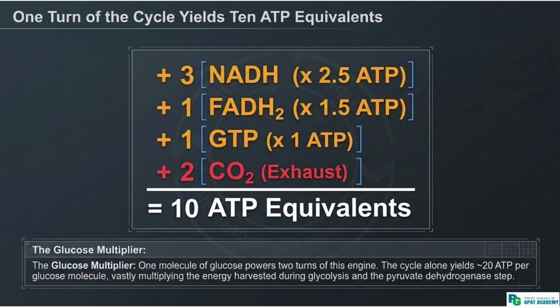Each NADH can yield about 2.5 ATP via the electron transport chain, and each FADH₂ about 1.5 ATP. So the total ATP equivalent from one turn of the cycle is roughly 10 ATP. For one molecule of glucose, the cycle alone yields the 20 ATP, and that's on the top of the ATP from the glycolysis and the pyruvate dehydrogenase step.